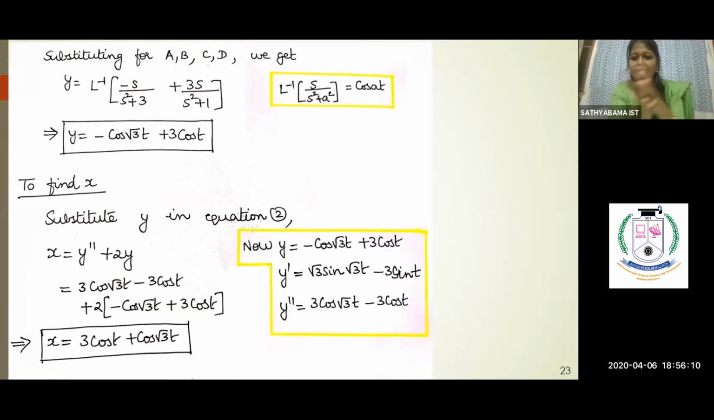Why is this? So we've separated the factors successfully. Now writing L inverse is really easy because we simply use the formula. What is L inverse of S by S square plus A square? Look at the highlighted step. It is cos AT. So what is L inverse of minus S by S square plus 3?